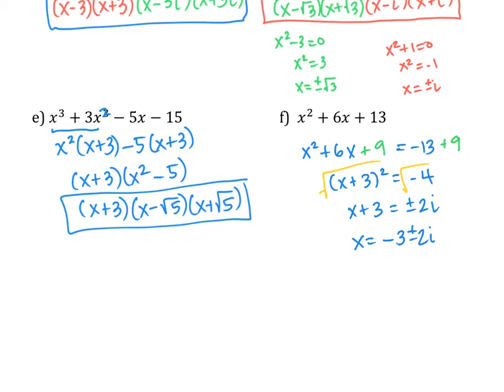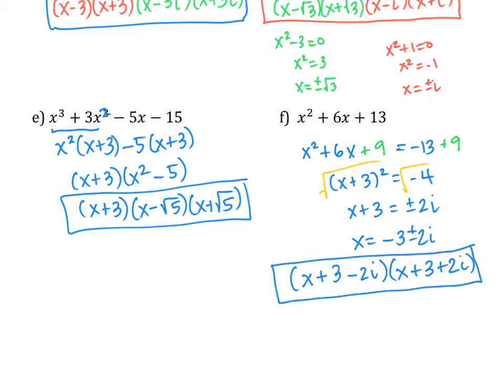Okay, so to get negative 3 plus 2i as my answer, to get negative 3, I had to have x plus 3. To get plus 2i, I needed a minus 2i. To get negative 3 minus 2i, to get negative 3 I needed x plus 3, and to get minus 2i I needed plus 2i. If I set these each equal to 0, I should get those two as my answers, but it wanted me to factor, so I factored it.